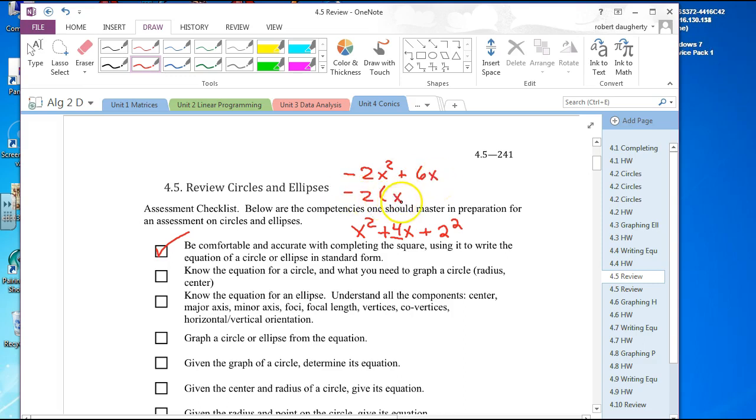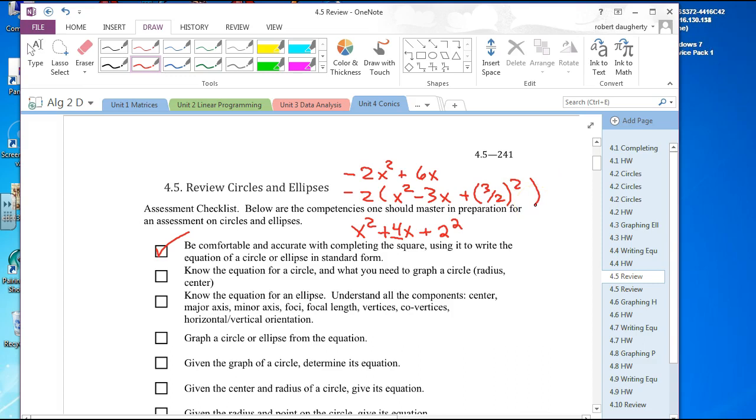When you have something like negative 2x squared plus 6x, in order to make that a perfect square, you have to factor out the coefficient. So that's negative 2 times x squared minus 3x, and then from there you have to add 3 halves squared. That's what it's going to take to make this a perfect square.